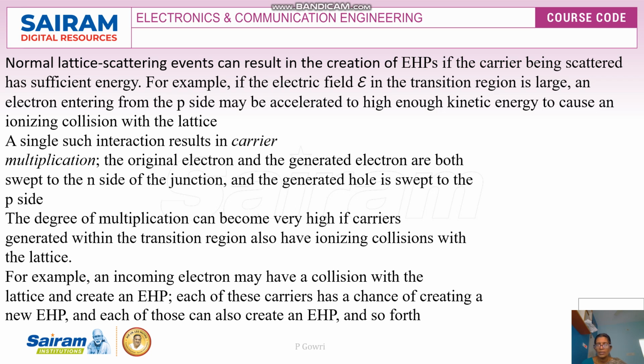And if this carrier is saturated and has a very high energy, meaning the electric field is very high in the transition region, then when the electron enters this transition region, it will experience a very high electric field from the p region. It will be accelerated to a high enough kinetic energy to cause a collision with the lattice. So this results in carrier multiplication.